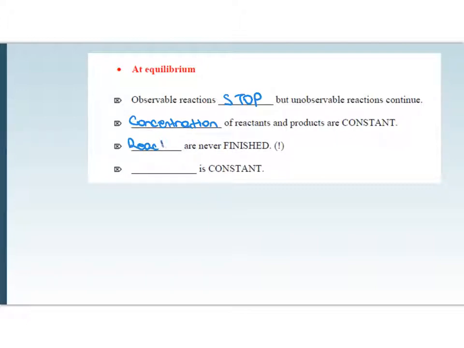Reactants are never finished. Now I put a sign here. On some occasions, reactants are going to be consumed totally. I'm going to give you an example later. And during equilibrium, temperature should be constant. This is very important.